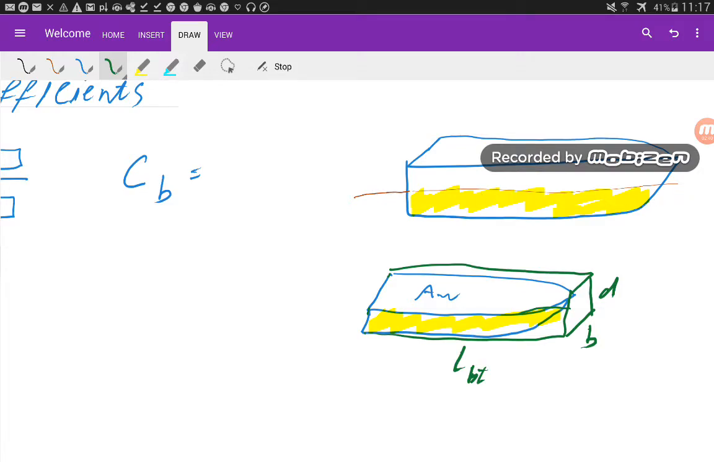So CB is the ratio of the volume of the vessel over this cube which surrounds it. The volume of the vessel is the volume of displacement, over L times B times D. As you have noticed, the volume is in cubic meters and this one is meters cubed, so there is no unit. Also remember, all of the coefficients are less than 1.